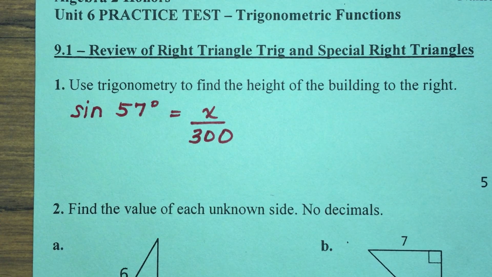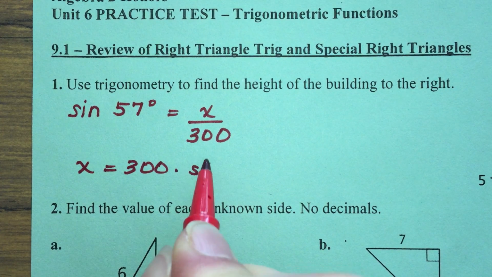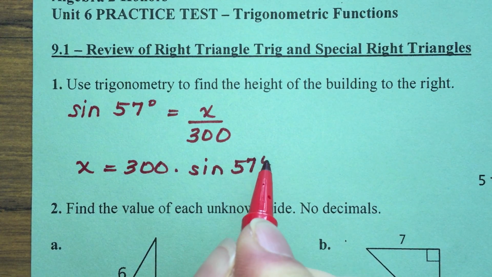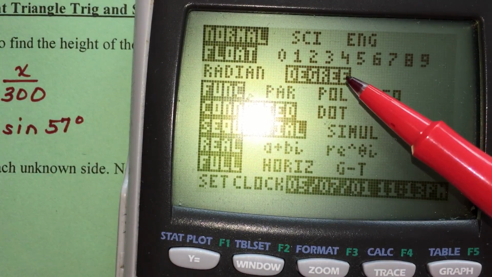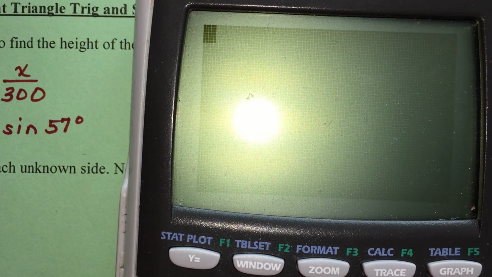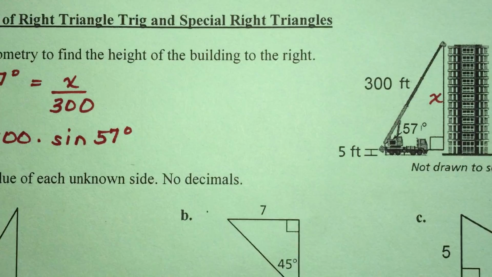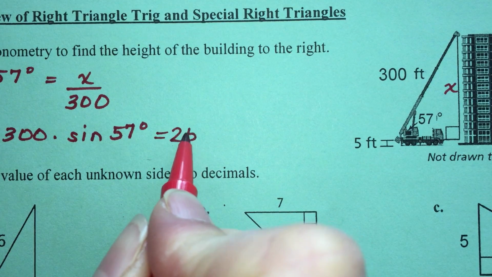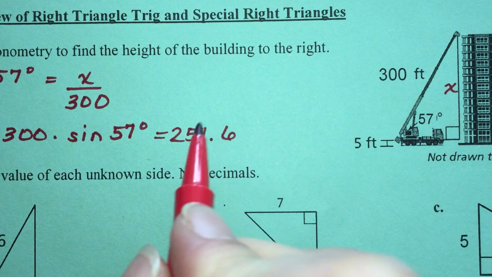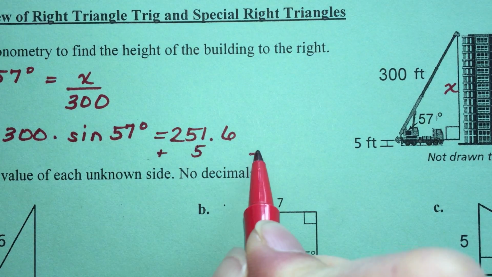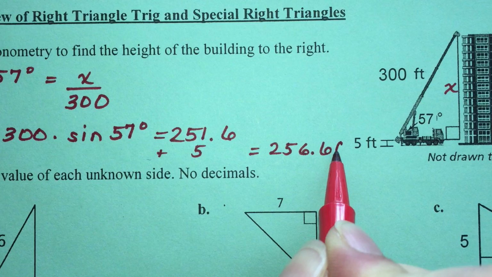So x is 300 times sine of 57. Be sure to use degree mode on your calculator to calculate that out. Under mode, mine is already in degree mode, so I can hit second quit to get out of that. 300 times sine of 57 degrees, and I got 251.6. However, I need to add this extra 5. This was not part of the triangle, so plus 5, and that's going to give me a final answer of 256.6 feet.